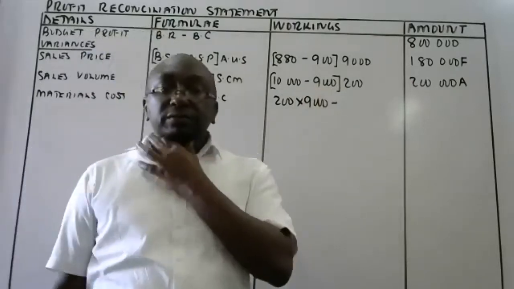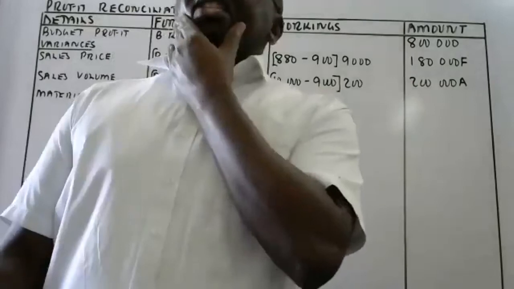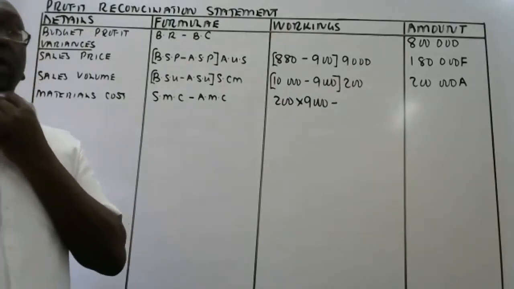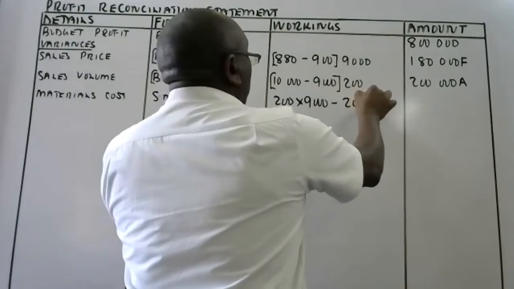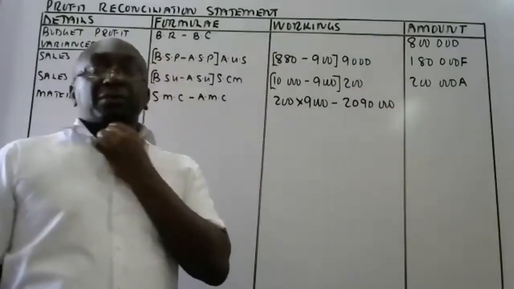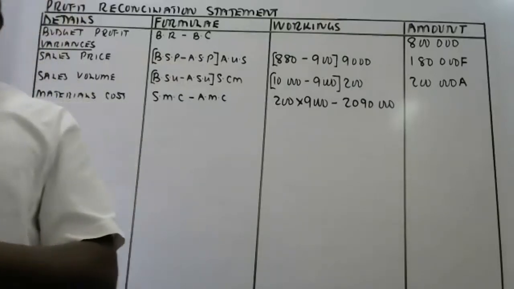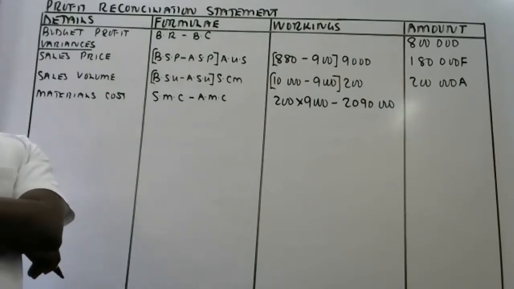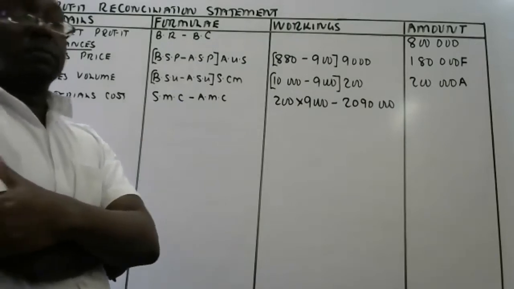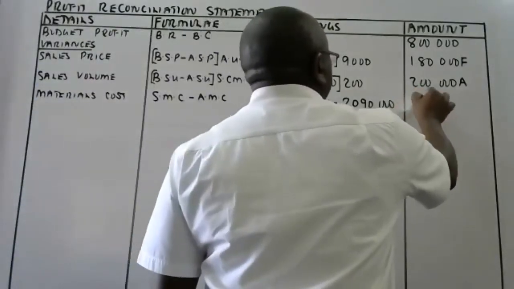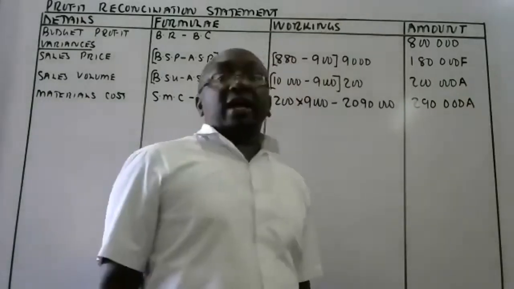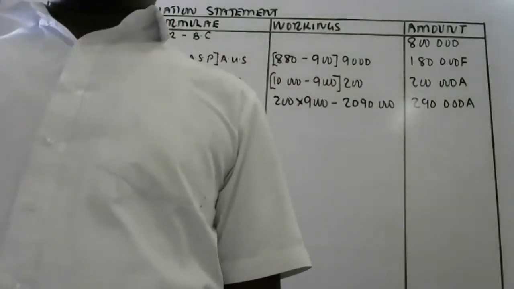Alafu kibia huko kwa actual. Niambie material A ended up with an actual cost of how much? 2090. It ended up with the cost of 290. Is it favorable or adverse? Adverse, negative, right? Yeah. So kama the actual ni kubwa kuliko standard, that is adverse.